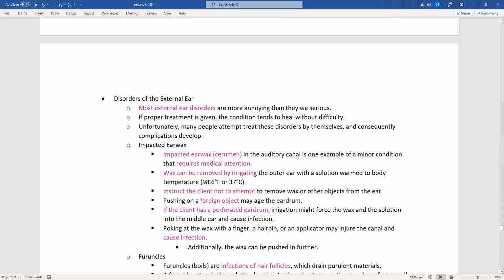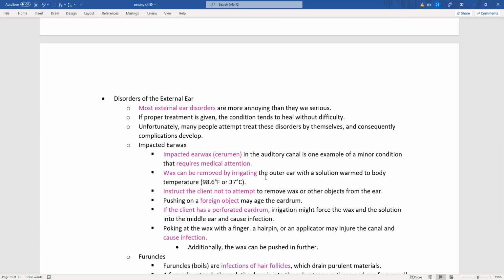Wax can be removed by irrigating the outer ear with a solution warmed to a temperature of 98.6 degrees, that's body temperature, or 37 degrees Celsius. Instruct the client not to attempt to remove wax or other objects from the ear. Pushing on a foreign object may damage the eardrum. Hold on, let me look that up real fast and make sure I put the right word in there.